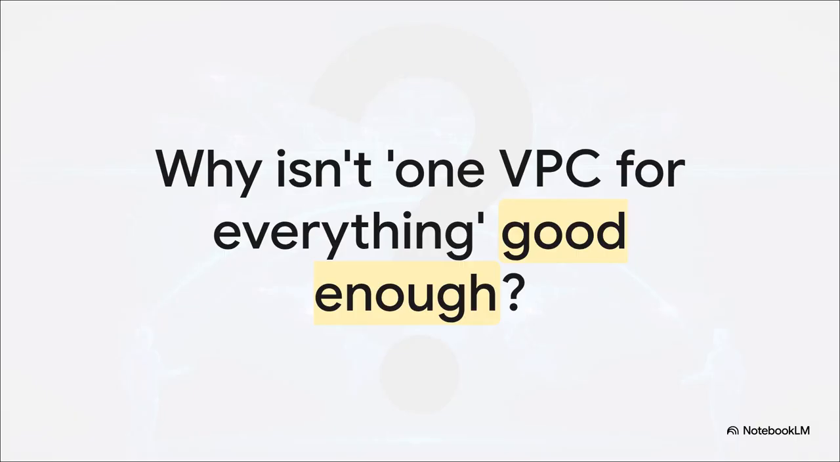So let's start with the big question, right? We all begin our journey by putting everything into a single VPC. It's simple, it works. But why do large organizations avoid that model like the plague? Well, the answer comes down to three things: scale, security, and a concept we're really going to focus on today, which is the blast radius.